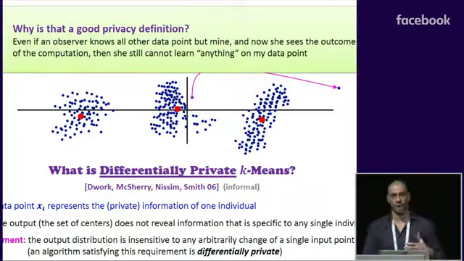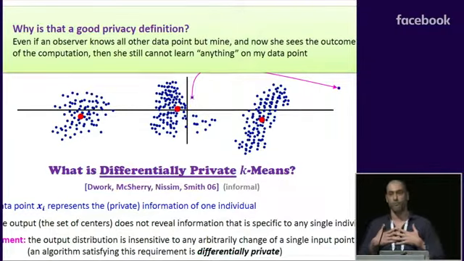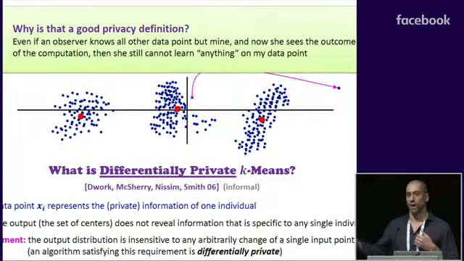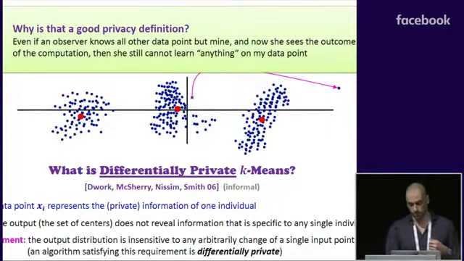And why is that a good privacy definition? Well, because if you have an algorithm satisfying this requirement, and you have an observer or an adversary that knows exactly all of the data points except for my point, and this adversary is looking at the outcome of our algorithm, then still, by looking at the outcome, this observer cannot learn basically anything about my data, because from his point of view, no matter what my data was, the outcome he would have gotten would have remained roughly the same. Okay, so that's differentially private k-means clustering.